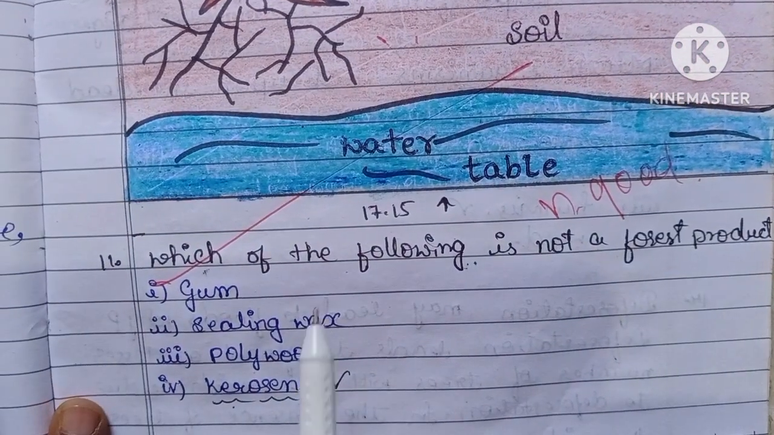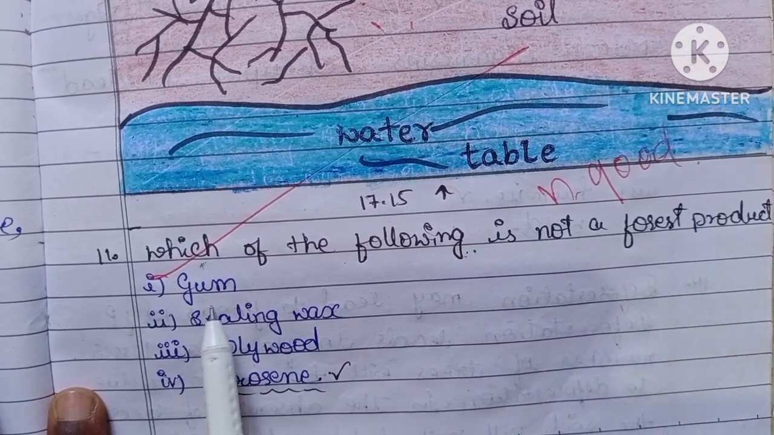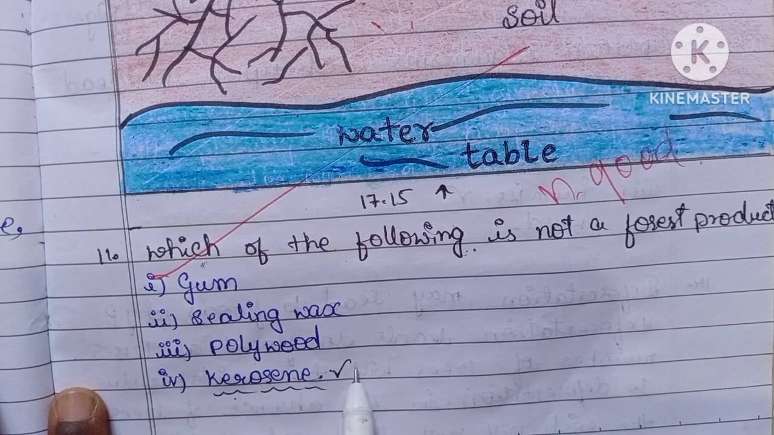The 11th question says: which of the following is not a forest product? First point, gum. Second point, sealing wax. Third point, plywood. Fourth point, kerosene. So the answer is kerosene.